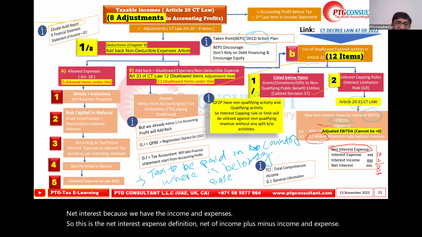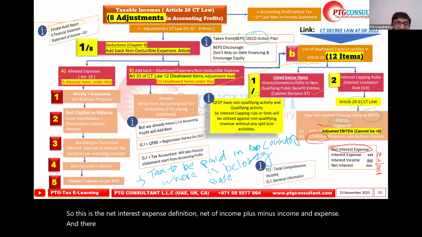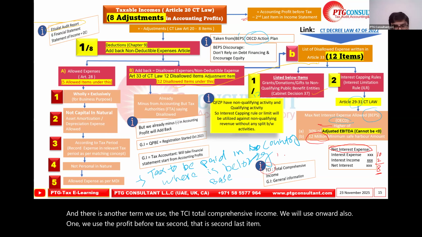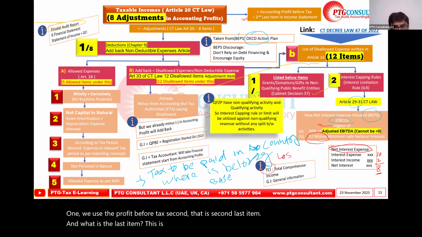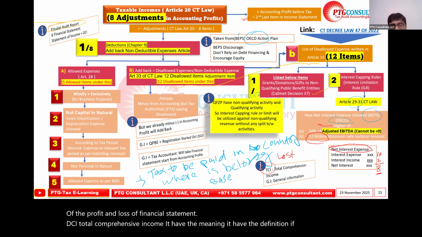And there is another term we use, the TCI, total comprehensive income. We will use it onward also. One, we use the profit before tax. Second, that is the second last item. And what is the last item? This is the last item of the profit and loss financial statement. TCI, total comprehensive income, has a meaning and a definition. If we understand, then we are doing the adjustment appropriately.